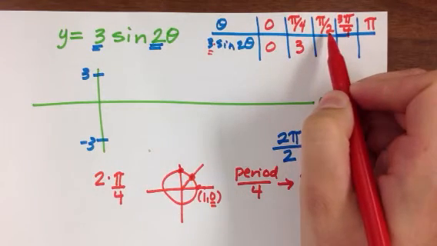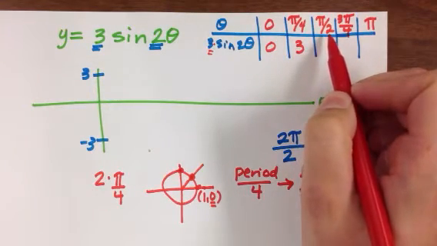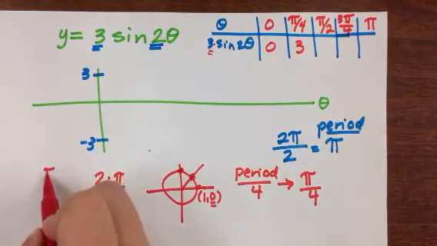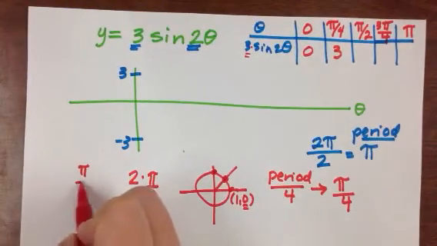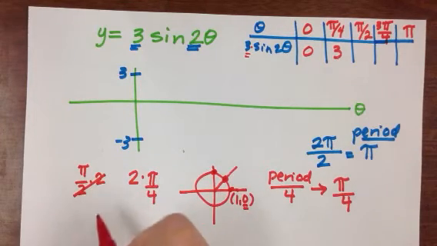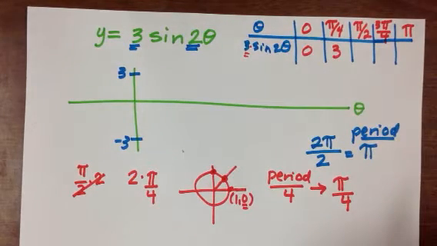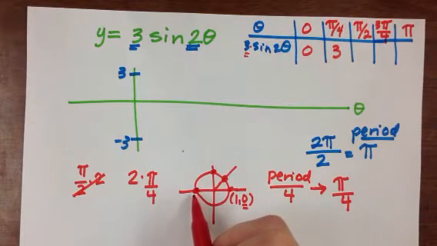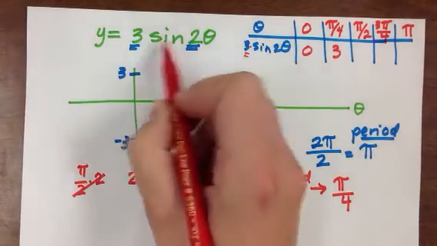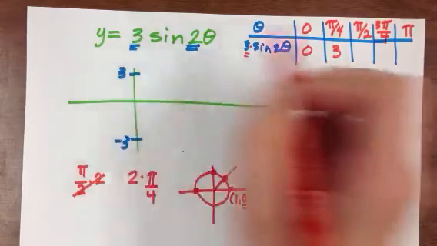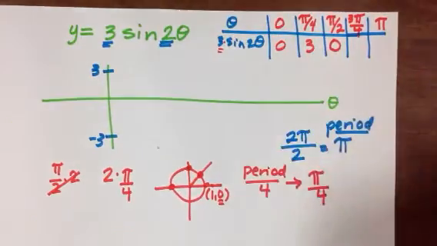Next, pi over 2. So pi over 2 times 2 just leaves me with pi. Sine of pi, if I look over here, pi is right here, and sine here is 0. If this all gives me 0, 0 times 3 gives me 0.